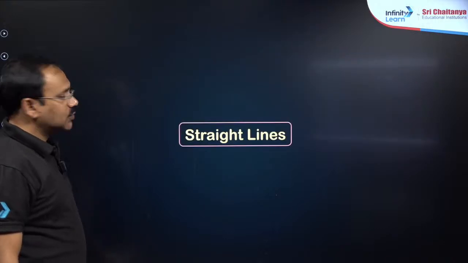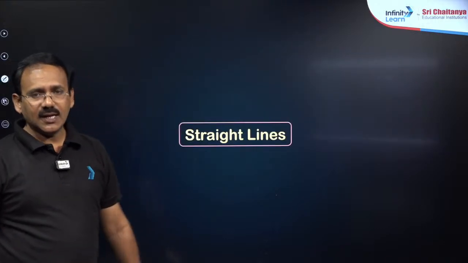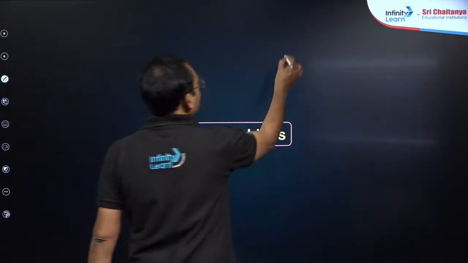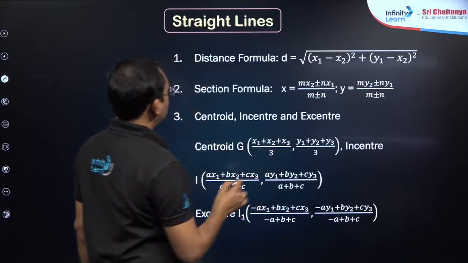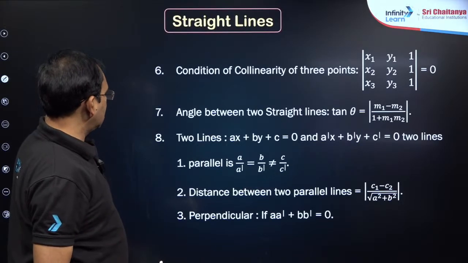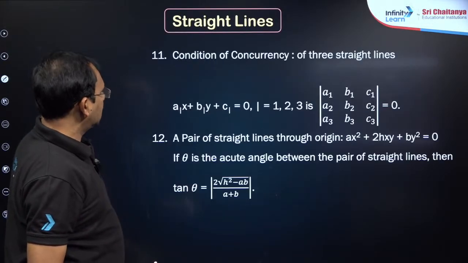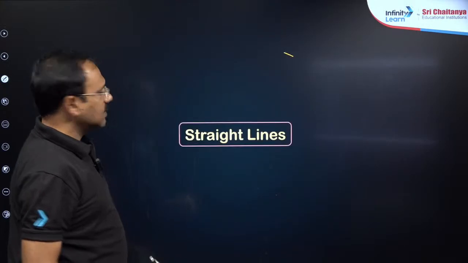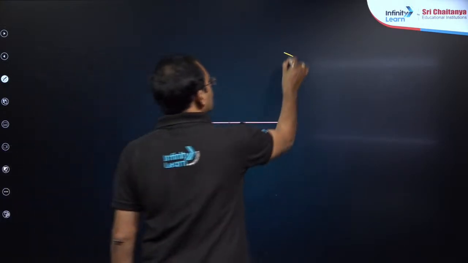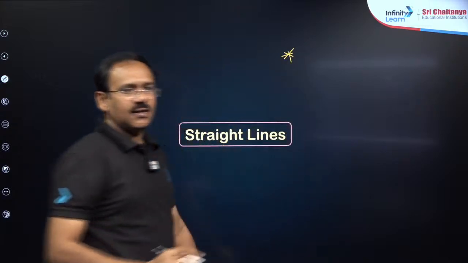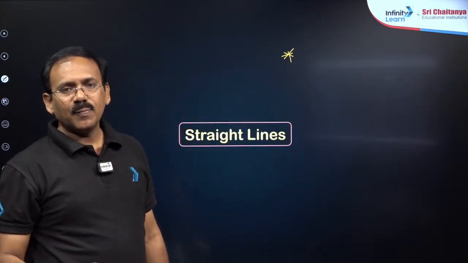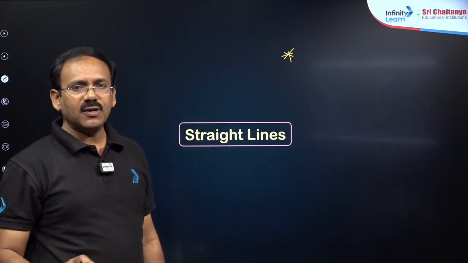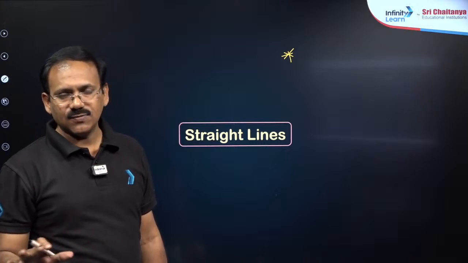This is enough. So in straight lines, my dear friends, let me tell you the points. Already these things are covered. So let me write here, straight lines. First one, various forms of equation of a line. You know well, parallel lines will have the same slope, and for perpendicular lines the product of the slopes is -1, right?